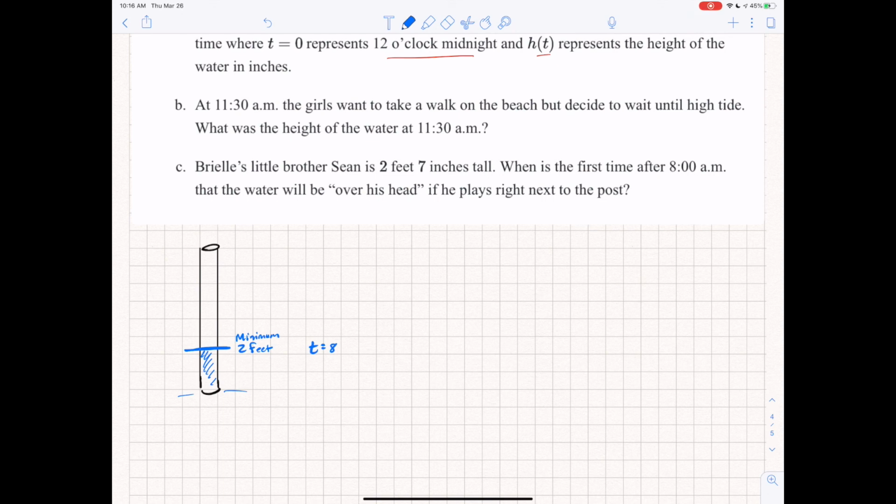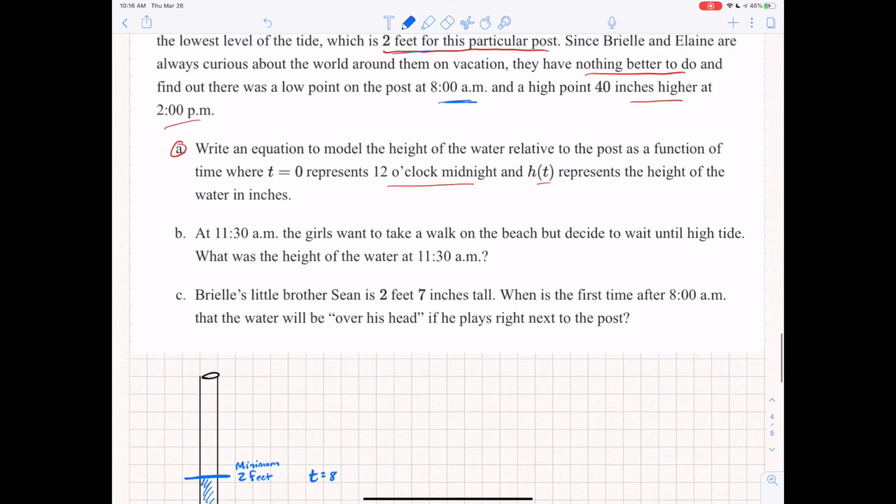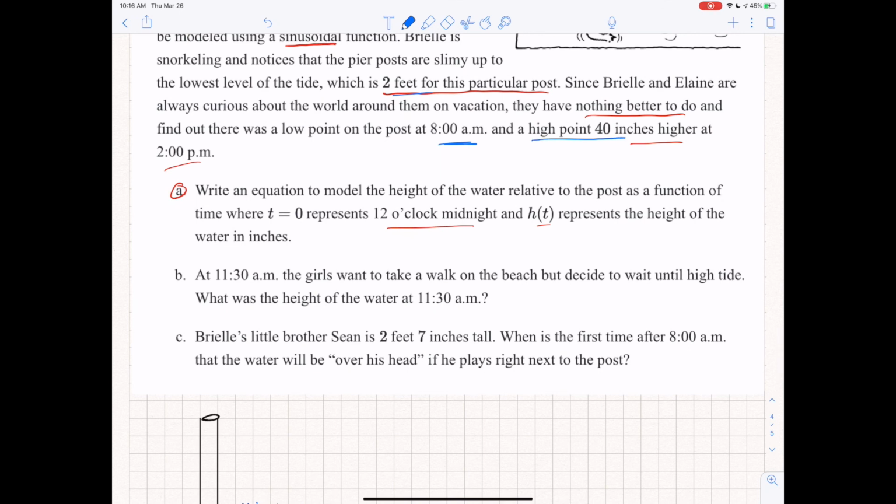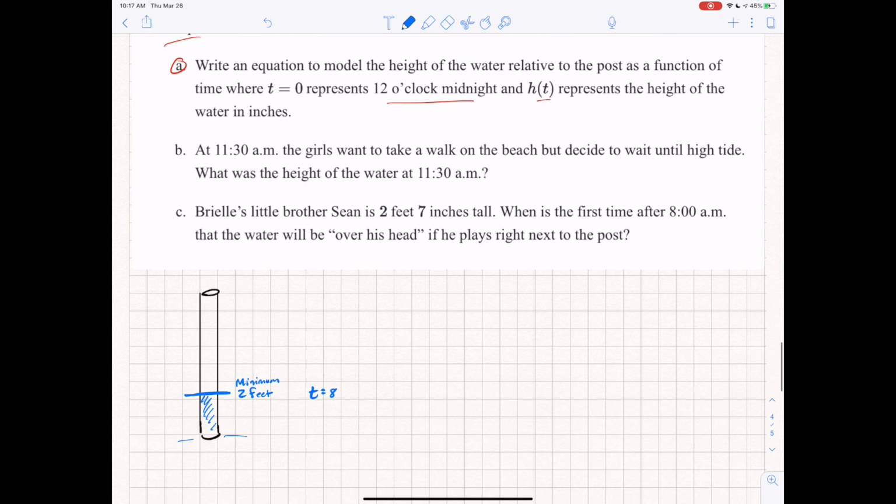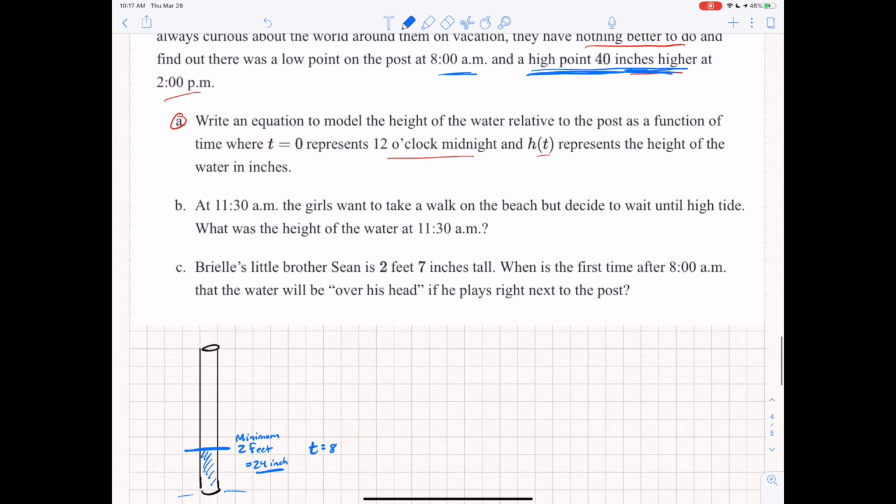The problem also tells us that a high point exists 40 inches higher than that low point. Notice that first off, this is in inches, but also that the 40 inches is not the actual max. The maximum is 40 inches higher than the minimum. The minimum again was 2 feet, which is 24 inches. So then another 40 would put the maximum level for the water at 64 inches. And this would occur at 2 p.m.